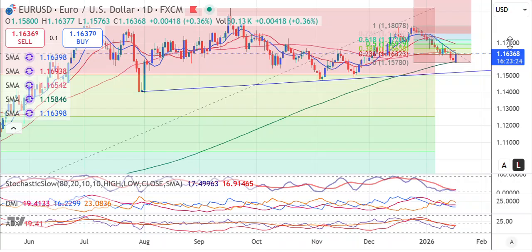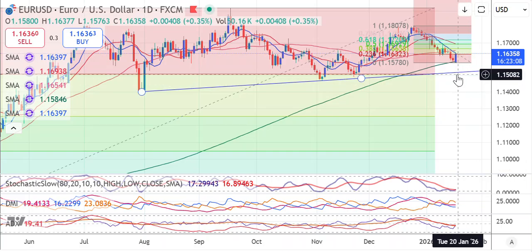The important point is that the market bounced off its 200-day moving average. As I said repeatedly last time, it's got to break and hold below there to have any chance of getting down to this trend line here, which is coming in at 1.1515.